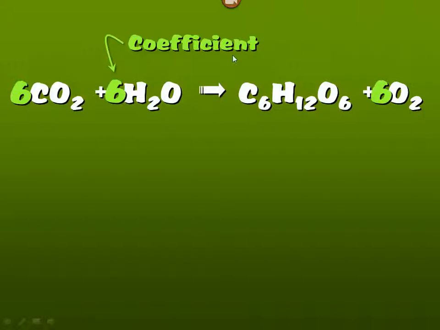Now, looking at this here, the number that goes in front of the molecule is what's called the coefficient. And you might recognize that term from math class. The coefficient is the number right before the variable. So like 6x would tell you that, well, you have 6 what? 6 x's. And in this case, you'd say you have 6 water molecules.